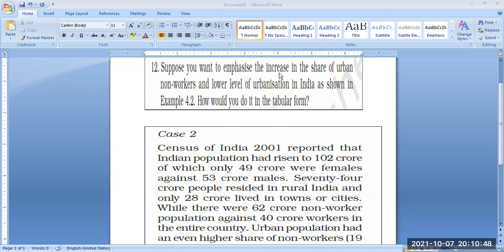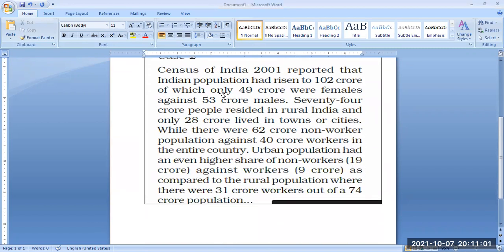Suppose you want to emphasize the increase in the share of urban non-workers and lower level of urbanization in India, as shown in example 2. How would you do it in the tabular form? So we have to see.